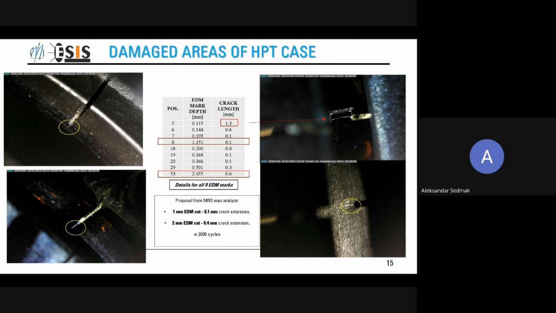So what to do? They are not repairable. The question was, can this component work for at least another couple of thousands of cycles so that we don't stop flying? Because it was not repairable, and also they didn't have a spare part. So next one.